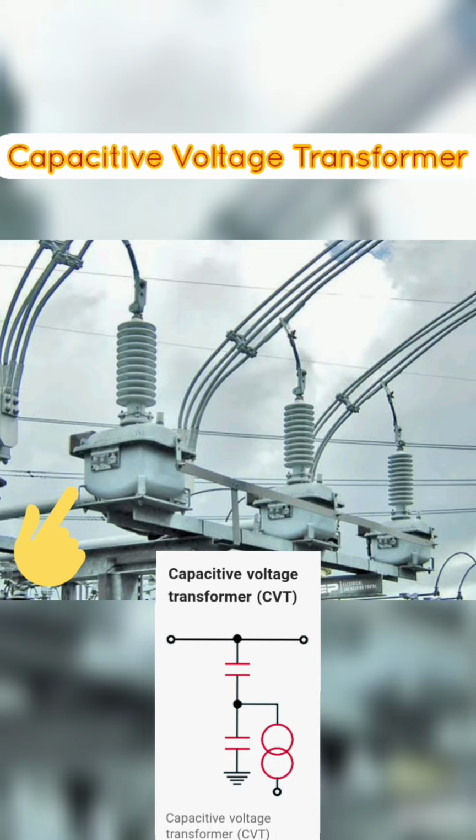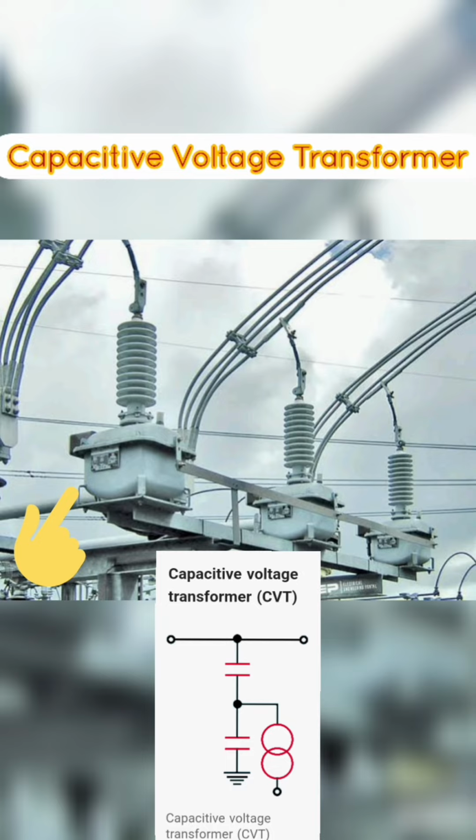A capacitive voltage transformer, CVT, is an electrical device used in high-voltage substations to measure the voltage of the power lines. It works on the principle of electrostatic coupling between the primary and secondary windings. The primary winding of the CVT is connected across the high-voltage line, and the secondary winding is connected to the measuring instrument. CVTs are designed to provide a highly accurate voltage measurement, even under high transient conditions. They are widely used in power systems for protection and control purposes.